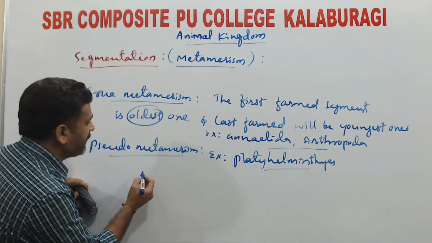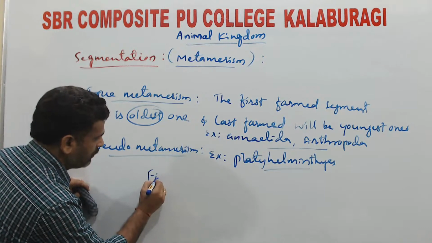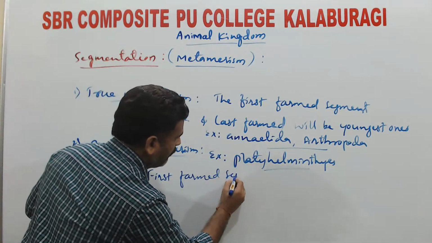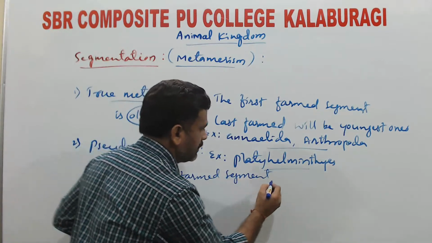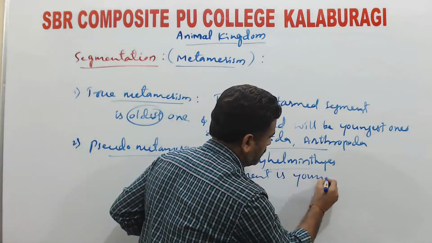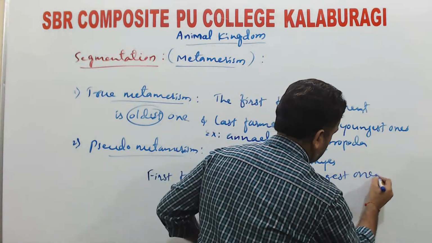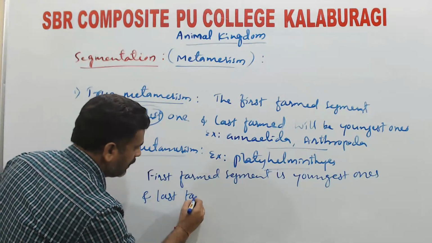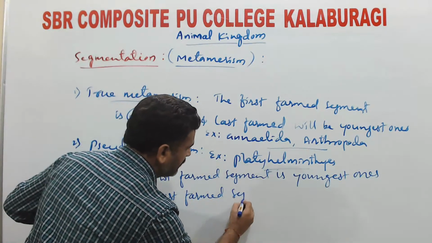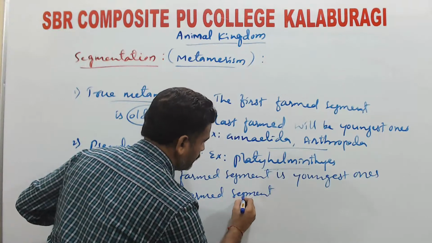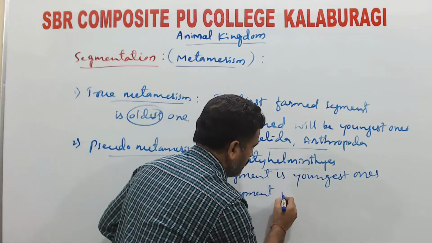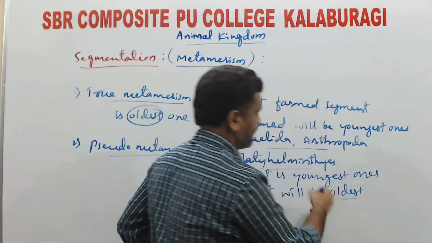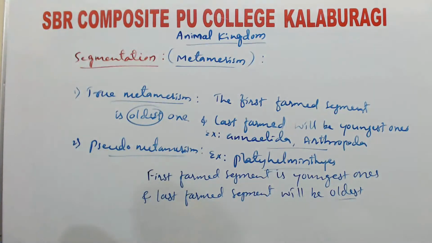So in pseudo metabolism, the first formed segment is the youngest one, and the last formed segment will be the oldest one. This is exactly the reverse of the true metabolism.